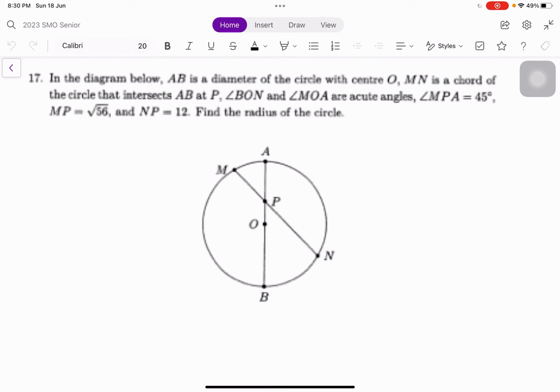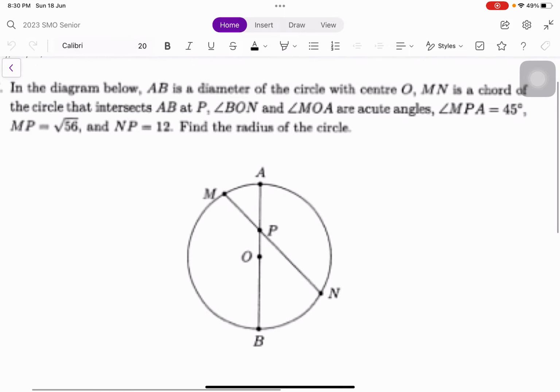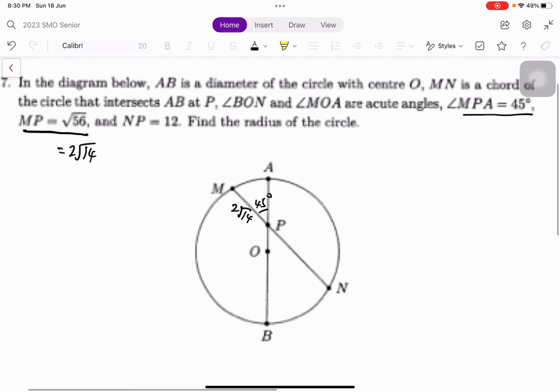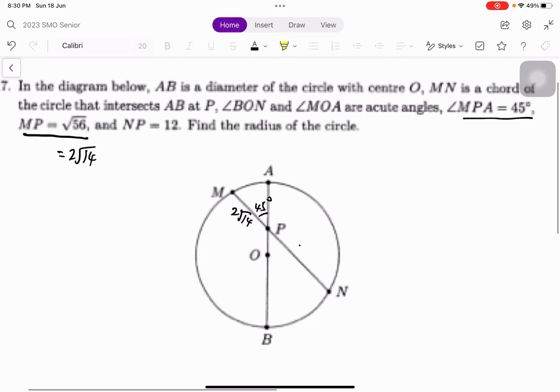Okay, let's look at question number 17. You just have to be very careful and make use of this angle, 45 degrees. MPA is 45 degrees. That means this part is 45 degrees. It is given that MP is square root of 56. Square root of 56 is actually 2 square root 14. Therefore, this part here is 2 square root 14. And then the length of PN is 12.